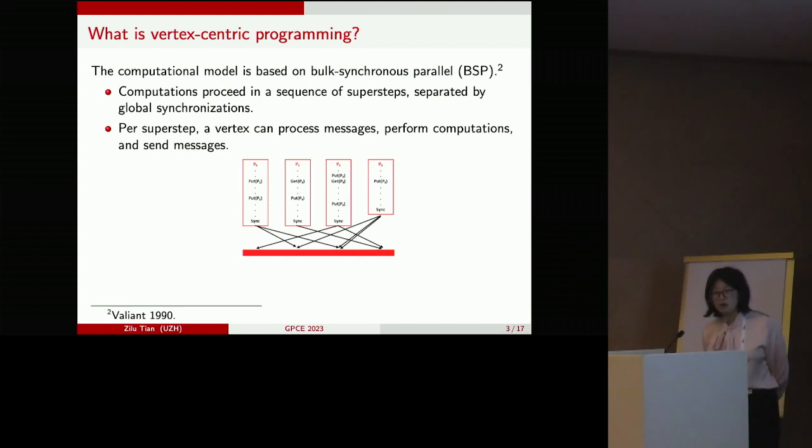The computational model of this vertex-centric programming is based on bulk synchronous parallel. So this is an abstract machine model which basically says the computations of such a concurrent program will proceed in a sequence of supersteps separated by global synchronizations. So per superstep, each core, or per vertex in our vertex-centric context, can process messages from other vertices, perform local computations that update its own state, and send messages to other vertices. It's very simple, straightforward, and this forms the core computational model for Pregel and other vertex-centric frameworks.